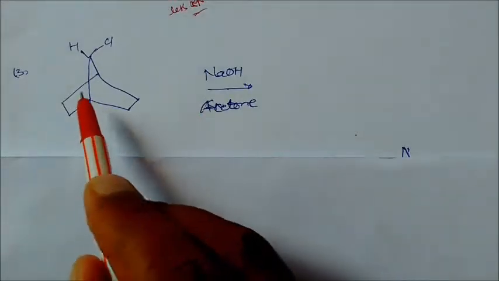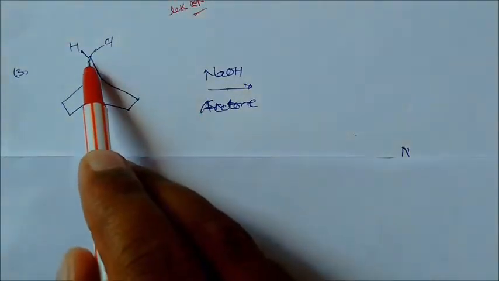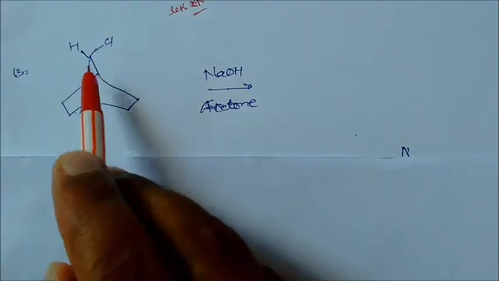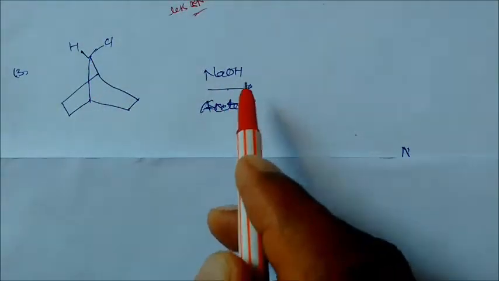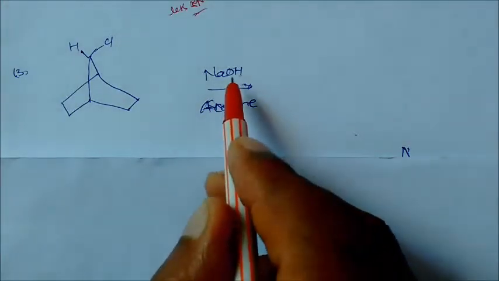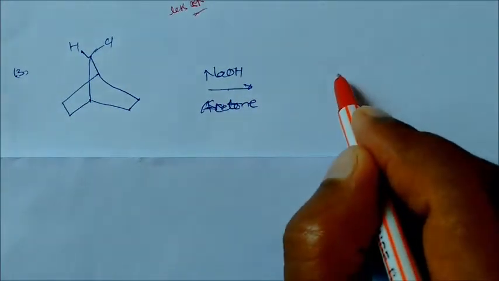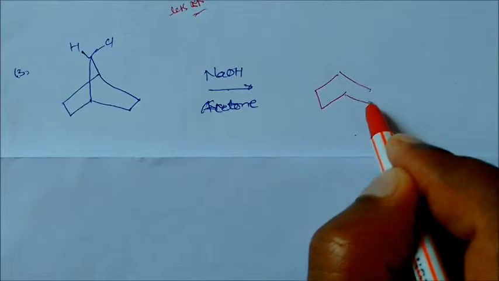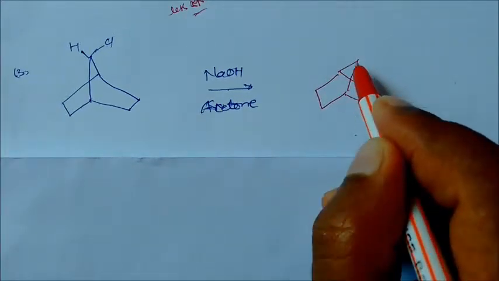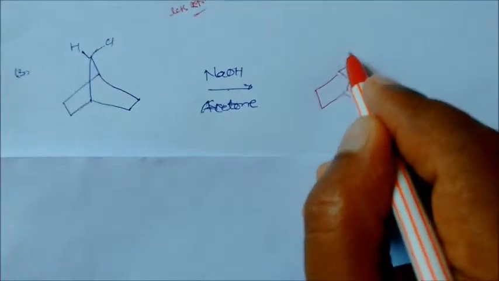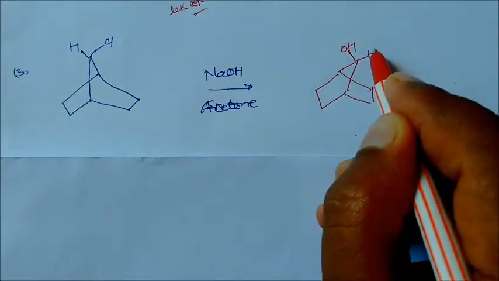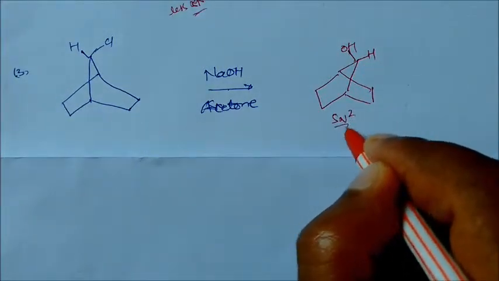Now, this is the bridgehead. At the bridgehead Cl is present, in the presence of sodium hydroxide in acetone. So the reaction will form a compound like this one. This will be your SN2 reaction. So here will be OH, this side will be hydrogen. This is your SN2 reaction.